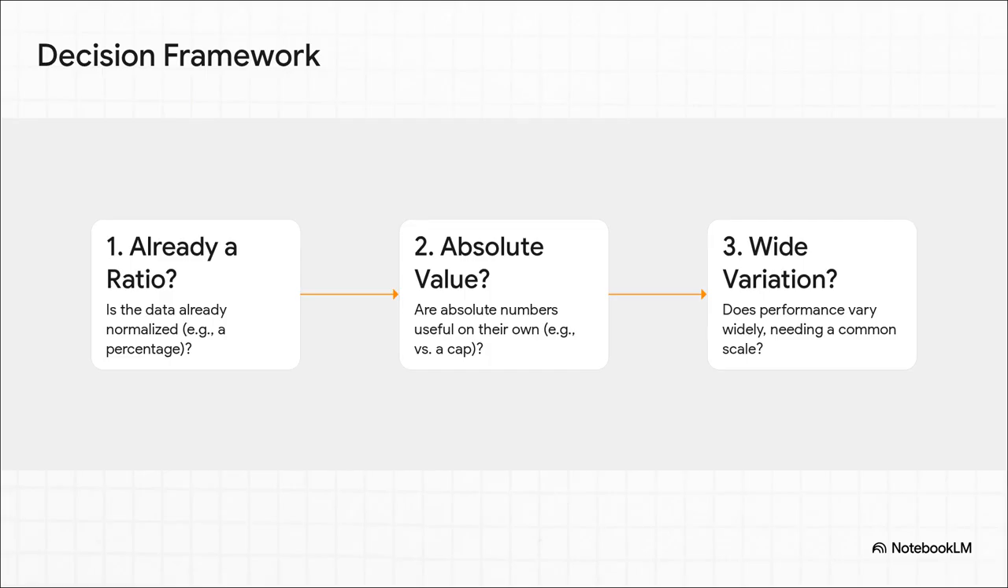So how do you decide if you actually need to normalize? Well, it's pretty straightforward. Just ask yourself these 3 simple questions. First, is the data you're looking at already a ratio or a percentage, like an injury rate? If it is, congrats, it's already normalized. Second, are the absolute numbers useful all by themselves? Maybe because you're comparing them to a hard legal limit. And third, is there a huge range of performance across the companies you're looking at? If so, normalization can really help make sense of the noise.